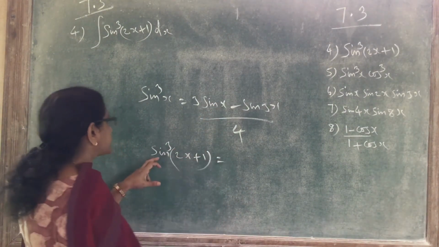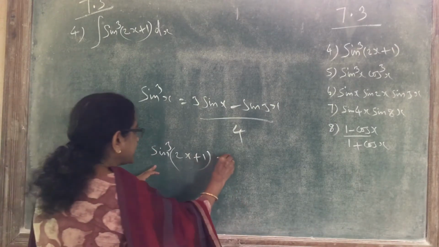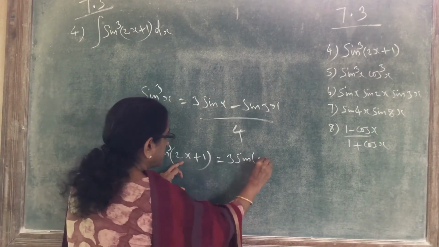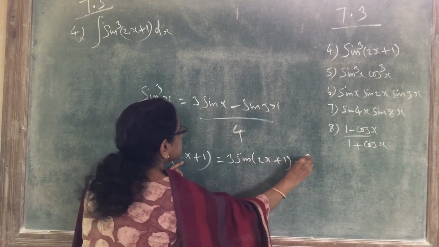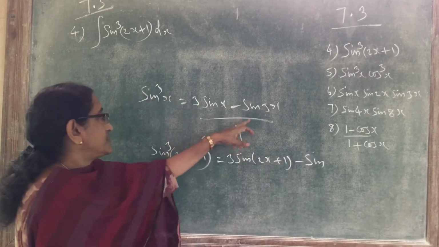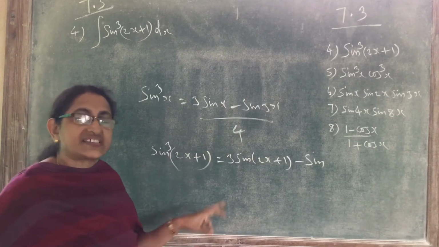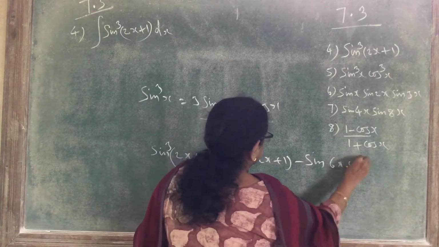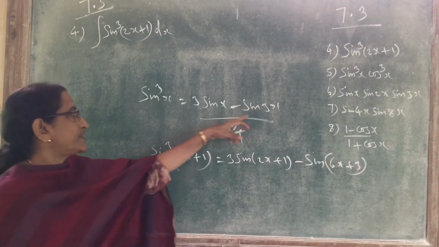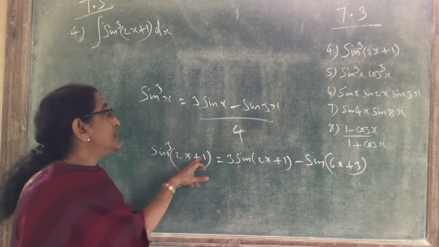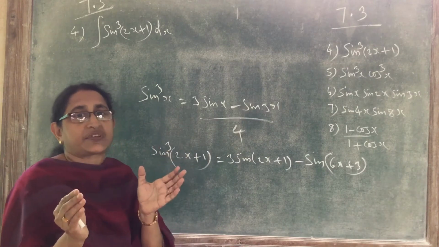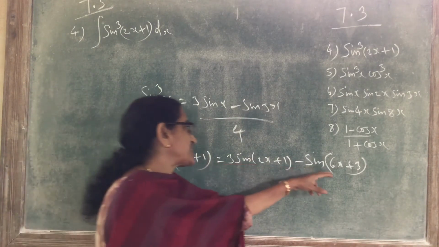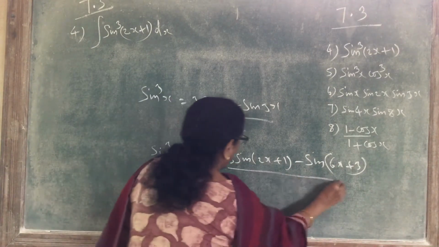So what do we get? What is sin cube (2x plus 1)? 3 sin (2x plus 1) minus sin 3(2x plus 1). What is 3 into (2x plus 1)? That is 6x plus 3. In the place of x, write 2x plus 1, so 3 into bracket 2x plus 1 is 3 into 2x plus 3 into 1, that is 6x plus 3. Whole divided by 4.